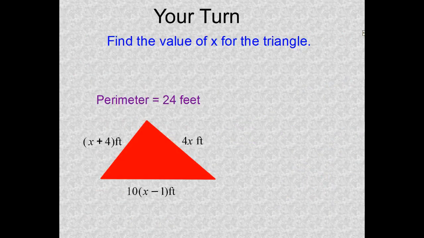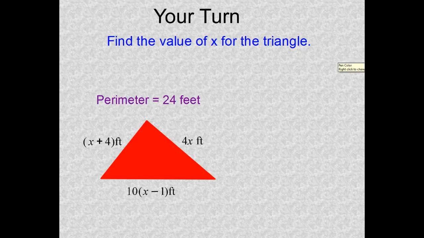Your turn. Please find the value of x for the triangle when given the information of the perimeter and the values of the line segments of your triangle. So you have 3 line segments and they give you the perimeter of 24 feet. So please pause the video and try to find the value of x.